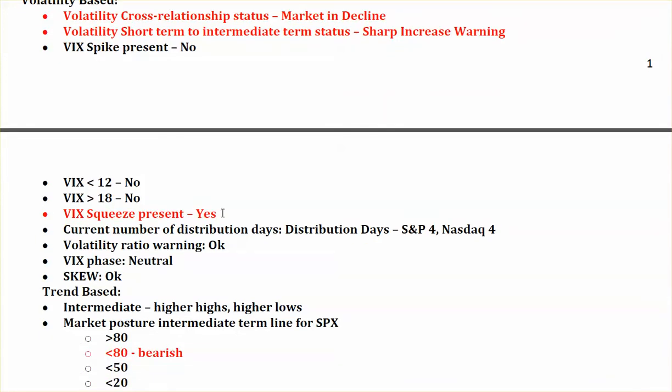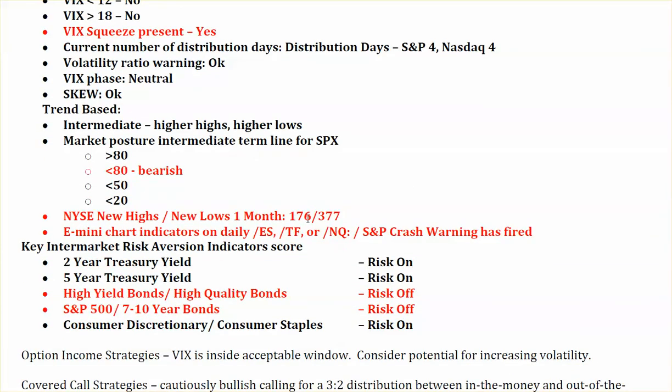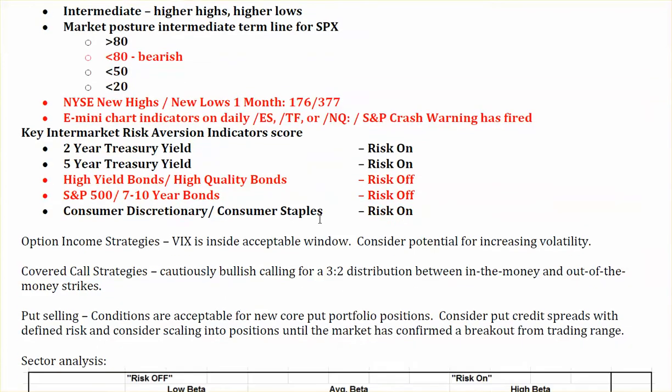We still have that fixed daily squeeze. Distribution count is not yet at warning status, but it is terribly close. We also had over 377 lows put in on the New York Stock Exchange yesterday, so that definitely hit warning status. And 2 of the 5 risk market aversion indicators have flagged as risk off.